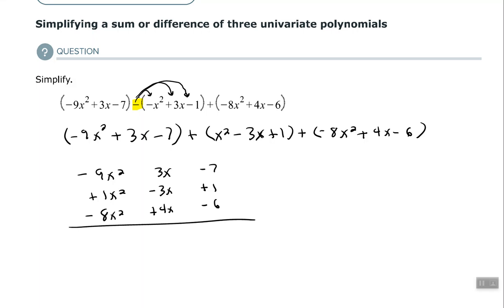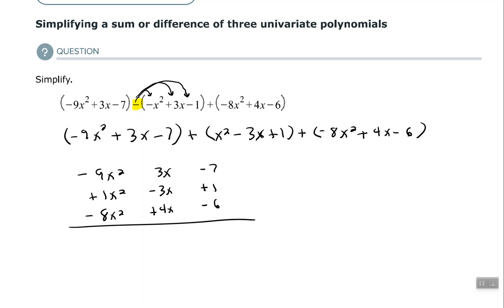I think that takes care of all of the terms that we have, so we have to make sure that every term is listed. So if you look, just a quick example, you see that we have the negative 9x squared, the positive 3x, and the minus 7. The second line, we have the 1x squared, the negative 3x, and positive 1. So we have to make sure each one of those terms are listed.